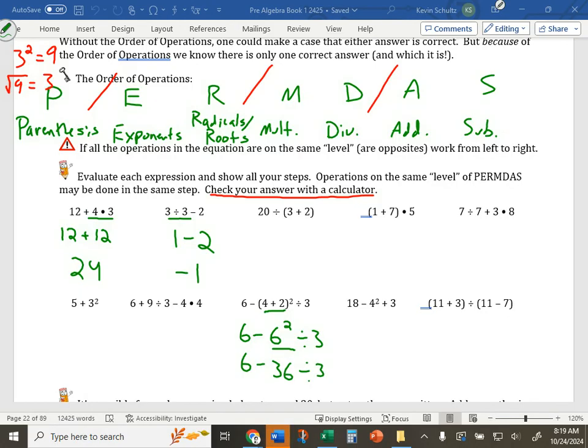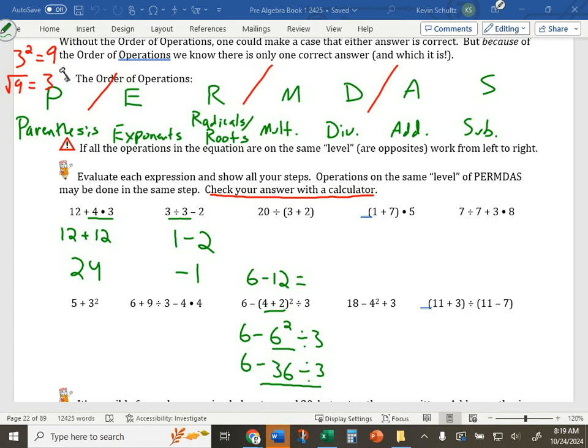What comes next? Next comes the division, right? Division's on a level above the subtraction, so division comes next. Negative 36 divided by 3. I'm going to have to write it up above because I ran out of space here. We get 6 minus 12 is your next line there. Negative 36 divided by 3 is a negative 12, so 6 minus 12.